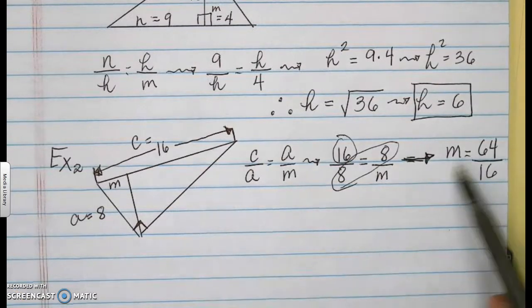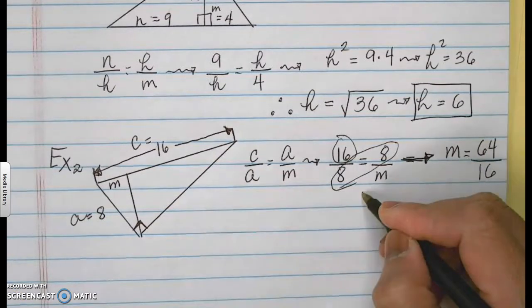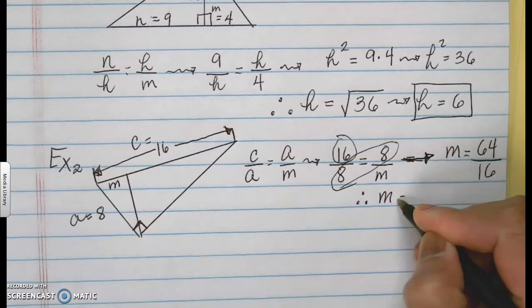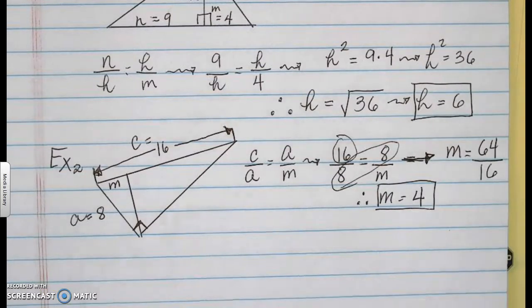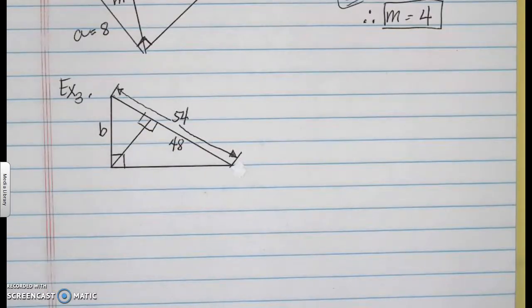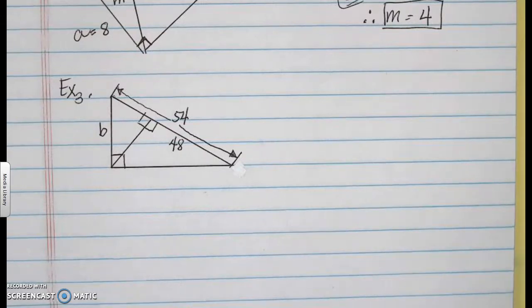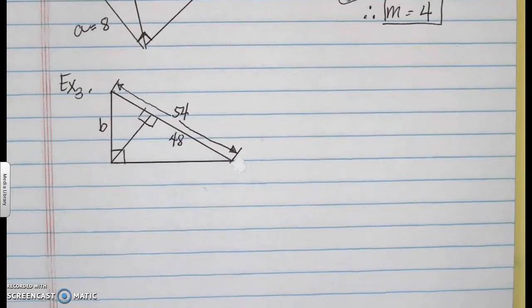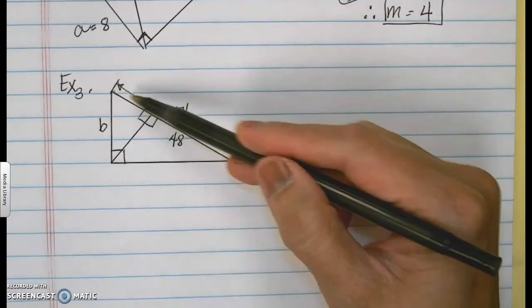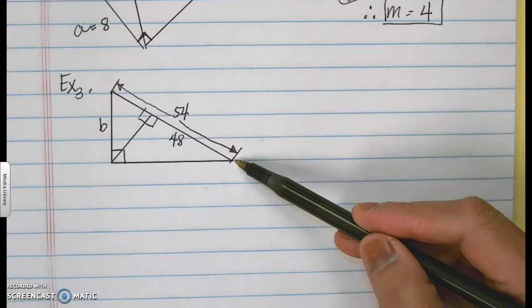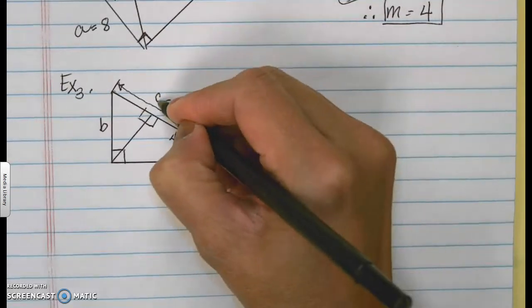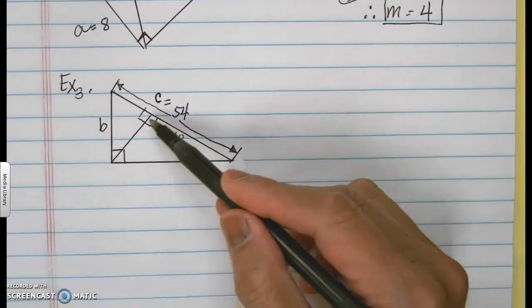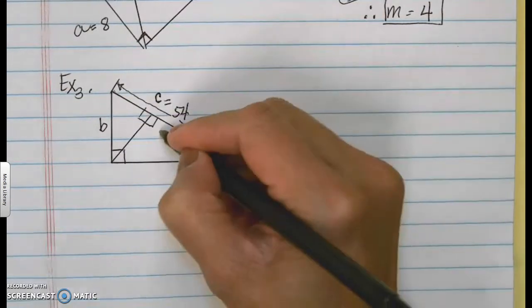And when m is equal to 64 over 16, therefore our m is 4. Okay, example number 3. Again, another upside down similar right triangles. The hypotenuse of the biggest or the original right triangle is 54, so that will be our C. We'll call that our C. I think this was our N.